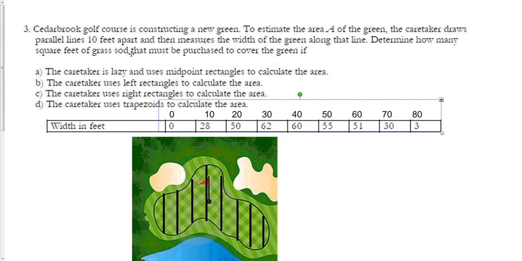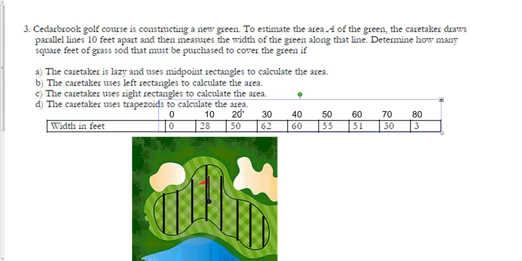Now in question A, it says using midpoint rectangles to calculate the area. The reason the caretaker is being lazy in that case is the caretaker can't take as many rectangles. The caretaker can't do a rectangle with a width of 10 feet because there's no reading at 5 feet. There's no distance at the midpoint of that interval. Same thing with between 10 and 20 feet. There's no reading at 15 feet. So I can't use a midpoint estimate. I can use a midpoint estimate, but it won't have as many rectangles.